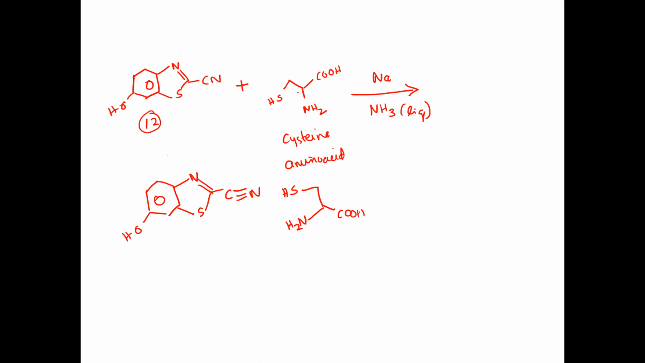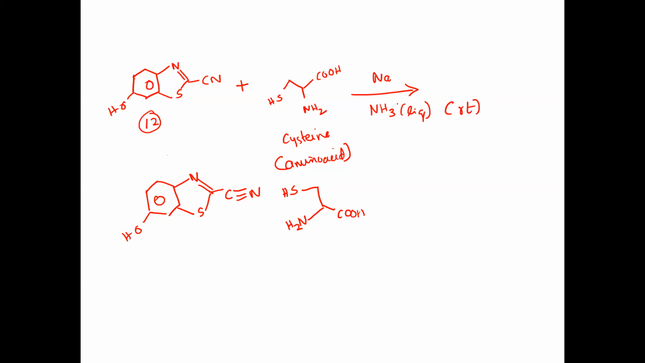This is cysteine. Cysteine is an amino acid that we have discussed, an amino acid with a thiol group, a sulfur-containing amino acid. You have to treat this with sodium in presence of liquid ammonia at room temperature, RT. If it is written RT, that means room temperature. So you'll be getting this at room temperature.